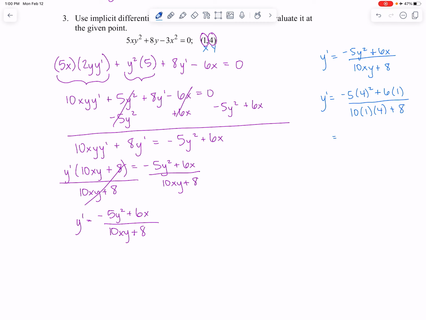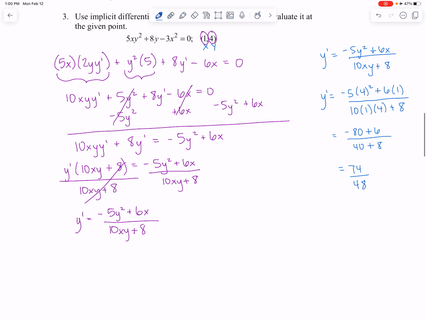This is going to give us 4 times 4 is 16. 16 times 5, we have negative 80 plus 6 over 40 plus 8. So we've got 74 over 48. And we can reduce, I suppose, 37 over 24. This is our derivative at that specific point.